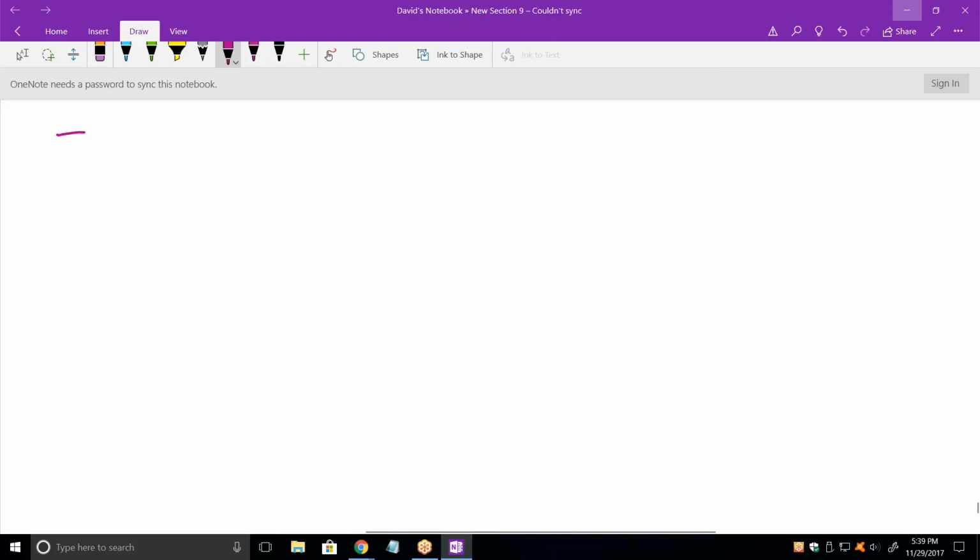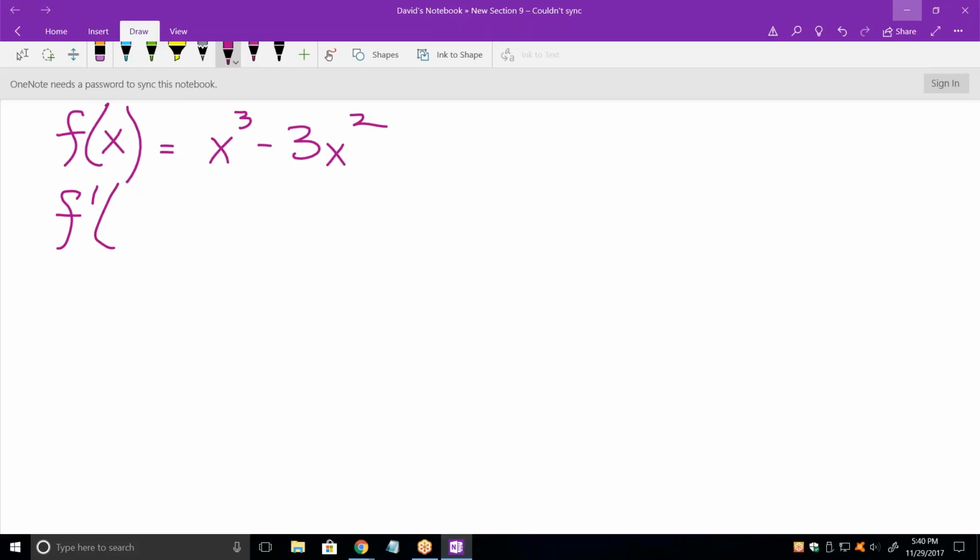Okay. So this first one here is f of x equals x cubed minus 3x squared. So what's our first step? Let's take the derivative of that, right? That's pretty much the answer every time you ask that question. When you're doing calculus, the first step is almost always take the derivative. What do you get? That would be 3x squared minus 6x.